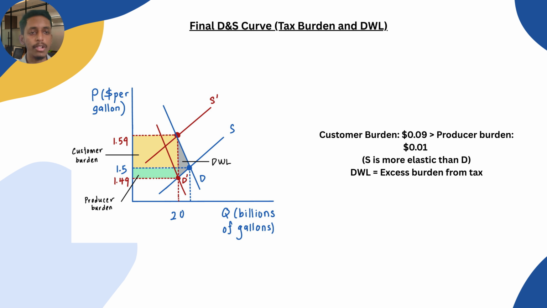Finally, we have the small gray triangle labeled deadweight loss. The triangle represents the excess burden from tax. It is economic value that is simply lost. Transactions that would have happened at the old price are not happening now because the quantity dropped to 20 billion gallons. Neither the buyer nor the government gets its value. It simply vanishes.